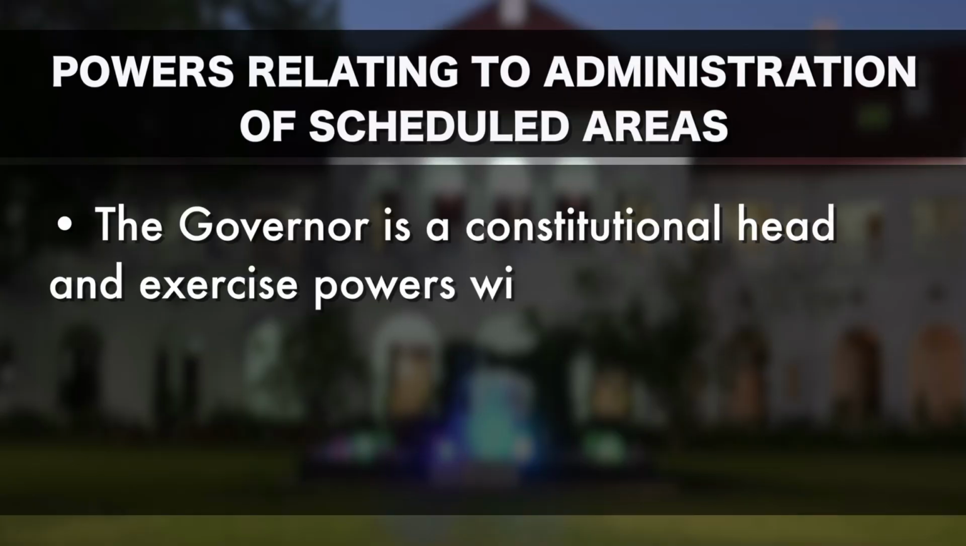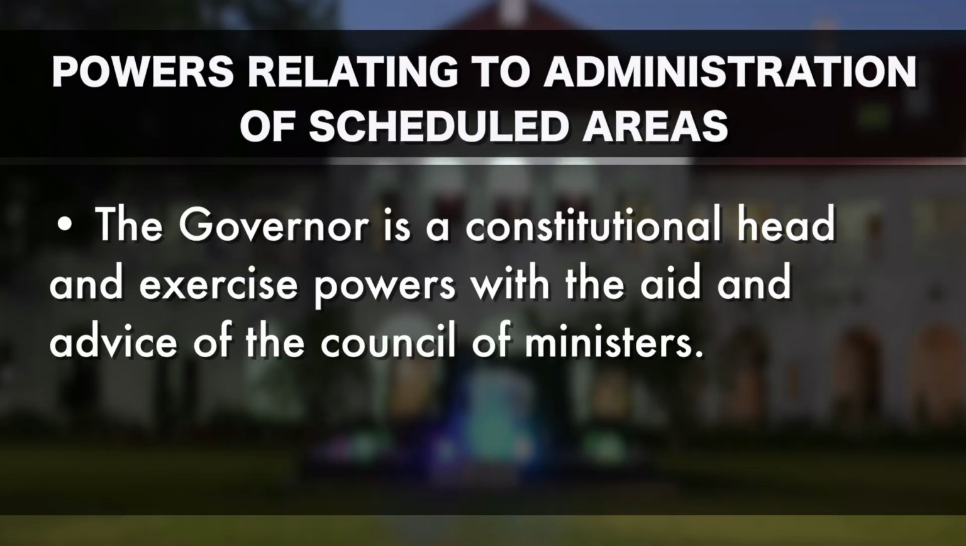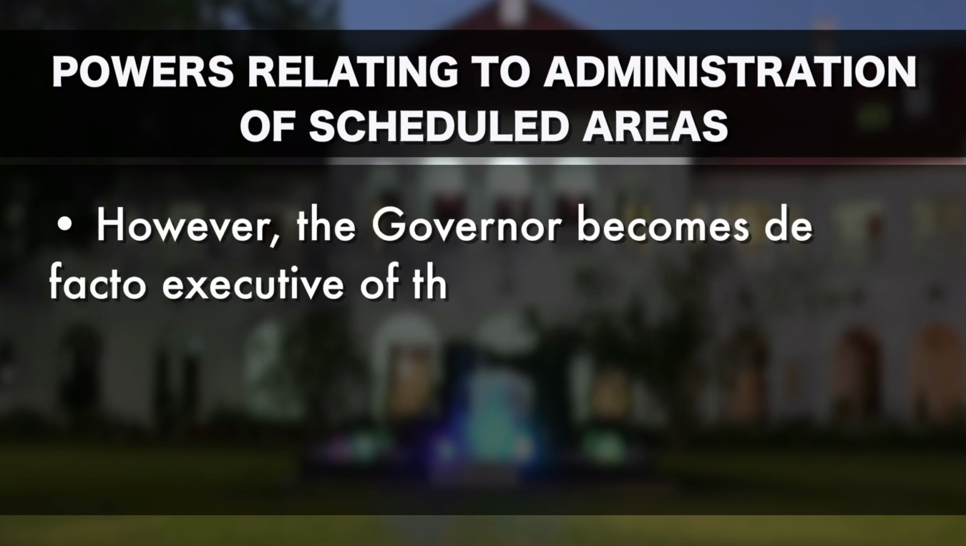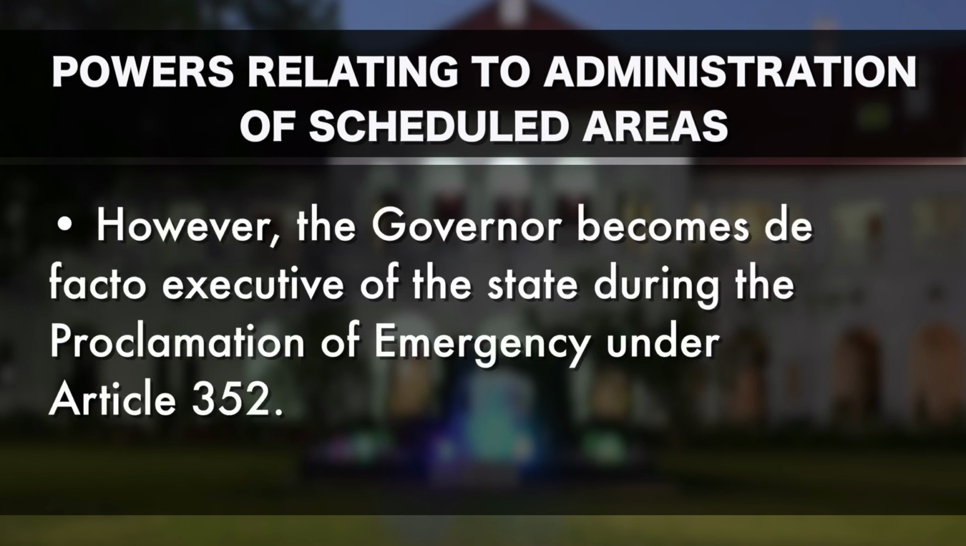The governor is a constitutional head and exercises power with the aid and advice of the Council of Ministers. However, the governor becomes the de facto executive of the state during the proclamation of emergency under Article 352.